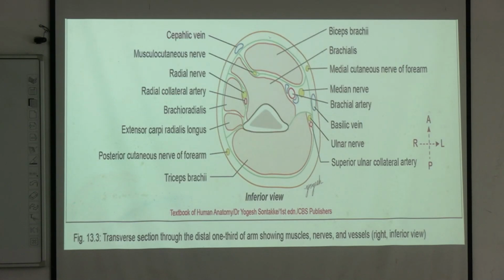See here, these are the anterior compartment muscles, biceps brachii and brachialis. And these are the muscles attached to the lateral supracondylar ridge: brachioradialis and extensor carpi radialis longus. In between the biceps and brachialis lies the musculocutaneous nerve. Here lies the artery with the venae comitantes. Here is the basilic vein, median nerve, and medial cutaneous nerve of the forearm.